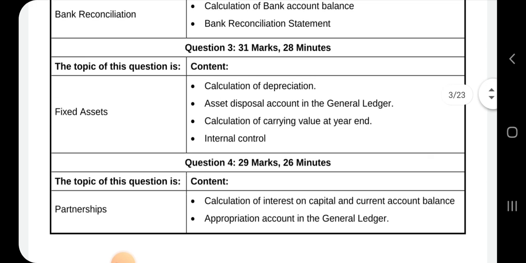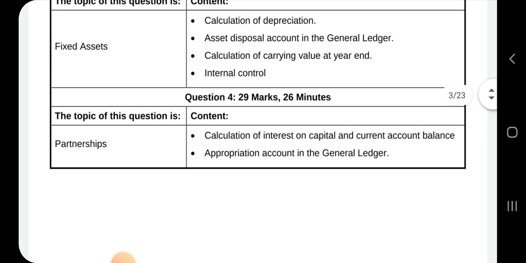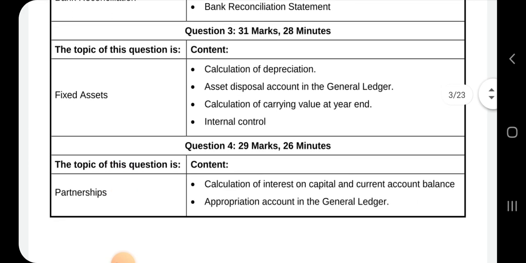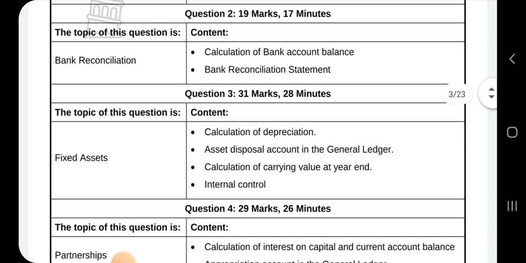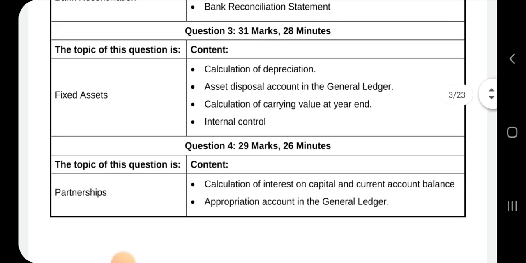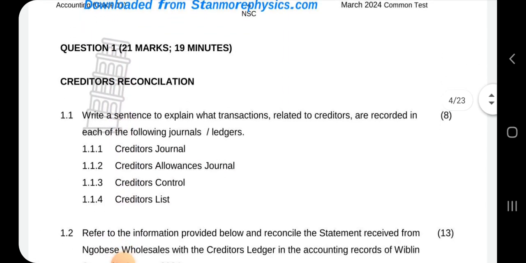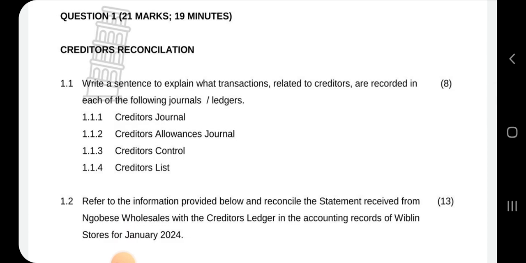And then question 3, you have fixed assets. You are supposed to take 28 minutes. You have to calculate depreciation. You need to do the asset disposal account. You need to calculate carrying value at the end, and you need to answer some internal control questions. So this is the one that has a whole lot of marks. And then we have question 4, which is 29 marks. You just have to take 26 minutes there. It's partnership. So after creditors reconciliation, partnership is the easiest, and then I'll say after that it's bank reconciliation. After bank reconciliation is fixed asset. So you can just comment in the description box down below which one is the easiest topic for you. Okay, according to you, which one is the easiest topic?